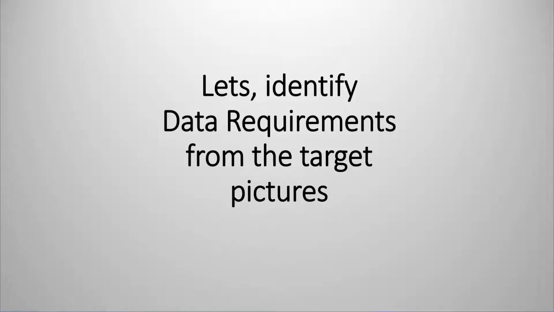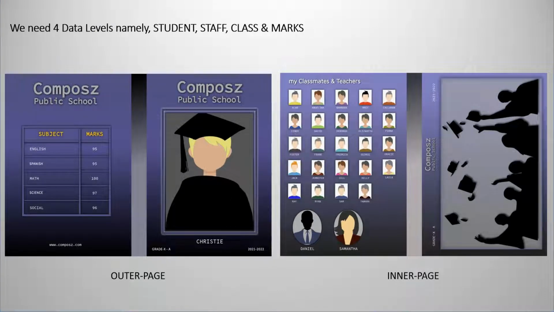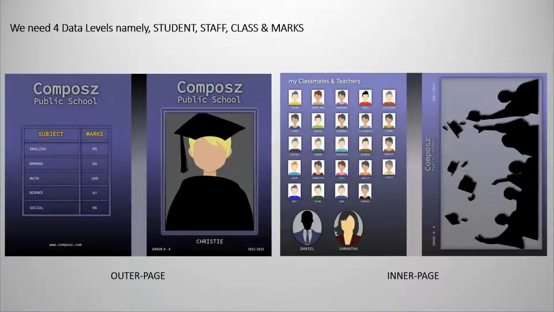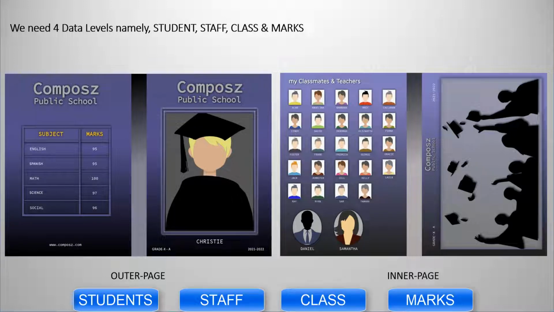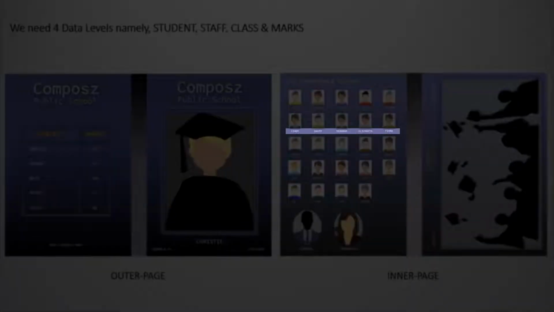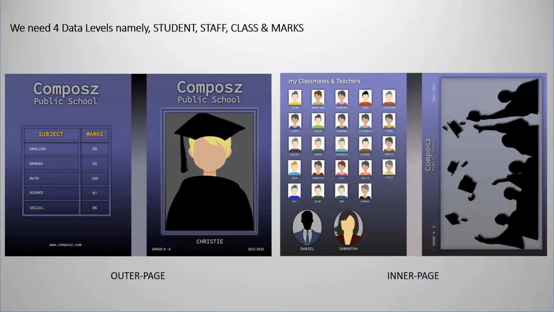First, let's identify the data requirements from the target pictures. From the 2 pictures, you can see there are details for students, staff, class, and marks, and hence we need 4 data levels, namely student, staff, class, and marks. Note, irrespective of number of pages a product has, you have to collectively look at all pages to determine the data levels needed. From the 2 pictures, you can also see the necessary attributes needed, like student names, grad image, marks, staff images, group picture, etc.